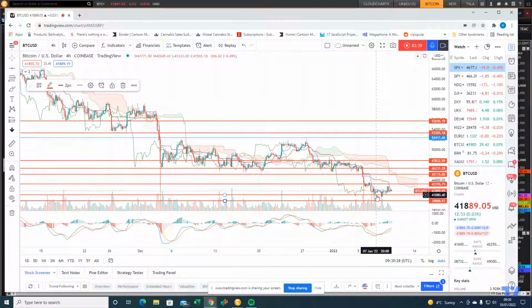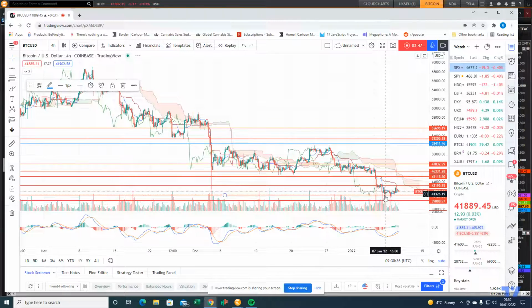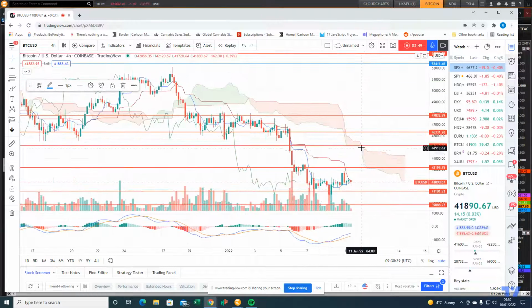So these levels we've identified from the daily are key rebound zones for Bitcoin. And then this rebound zone with the bottom end of the cloud as the next key resistance zone. Ideally, I'd like to see Bitcoin cross the cloud here, which is another buy signal, and that is where the bullish outlook will start again.